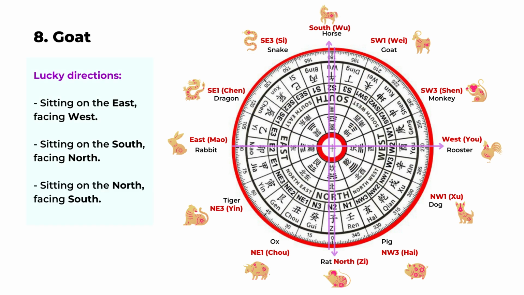For the lucky directions, you can see the north, south are very lucky. Either sitting on the south side or north side, it's very lucky for animal sign of the goat. And another lucky direction is sitting on the east and facing the west. That's your 3 lucky directions.